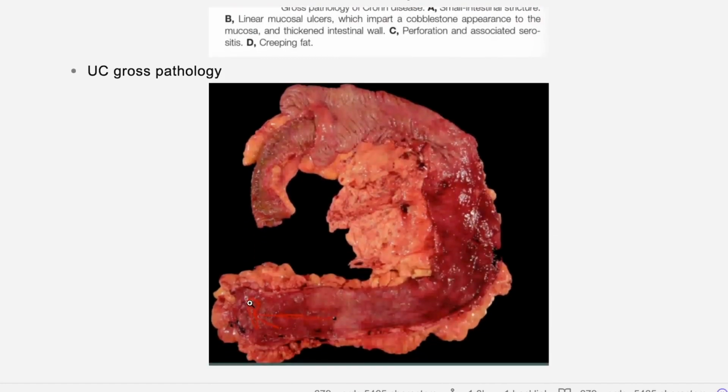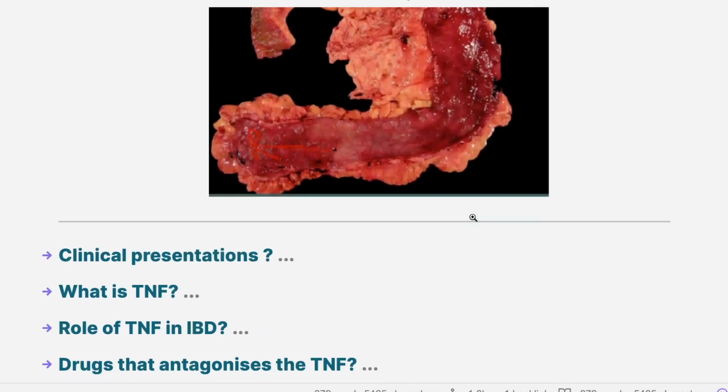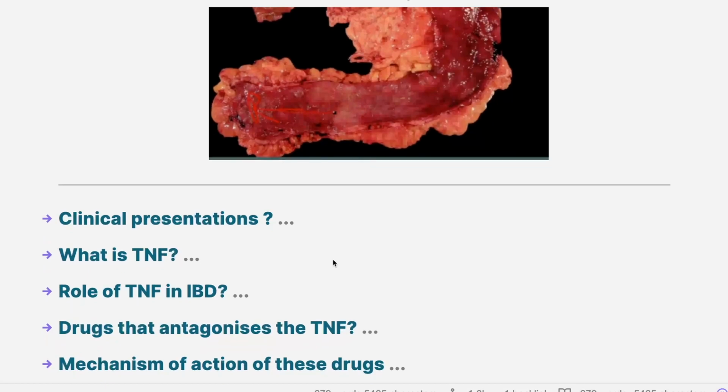In this one, we have inflammation in this specimen with a good line of demarcation between the healthy and the non-healthy part of the colon, characteristic of ulcerative colitis. Clinical presentation of ulcerative colitis: typically a middle-aged female patient presenting with abdominal pain, bloody diarrhea and weight loss.